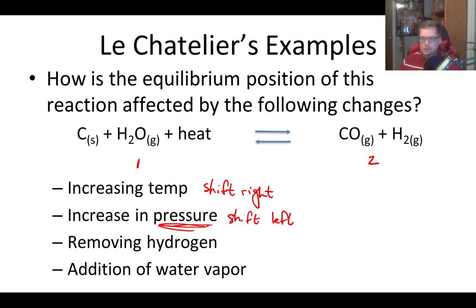All right, now what happens if we remove hydrogen? Well, hydrogen's over here. If we remove hydrogen, the concentration of hydrogen goes down. And if the concentration of hydrogen goes down, then the reverse reaction is going to slow down, so we're going to shift to the right. All right, I'm not going to write shift just to save time here. All right, addition of water vapor. Okay, we add a reactant here. That means the forward direction is going to increase, so we're going to shift to the right.